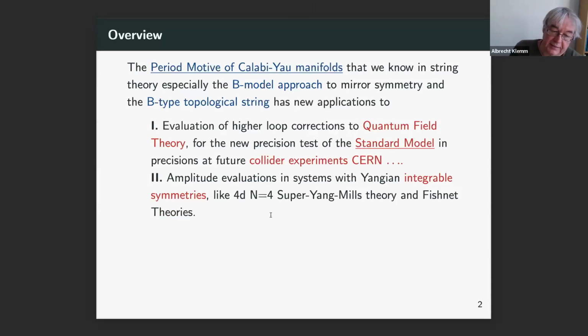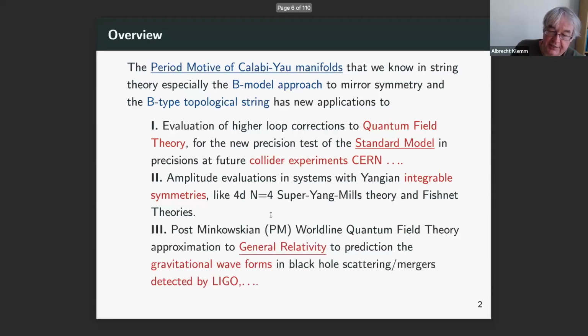And then another place where we find Calabi-Yau periods is if you have Yangian integrable symmetries. For instance, you have them in N=4 super Yang-Mills theory, but there are models with this Yangian integrable symmetry, the so-called fishnet theories, and in these theories Calabi-Yau also come up. And maybe currently for me the most exciting application is that it also plays a role in calculating the gravitational waveforms that we see in gravitational wave detection experiments, like in LIGO and further experiments that are planned.